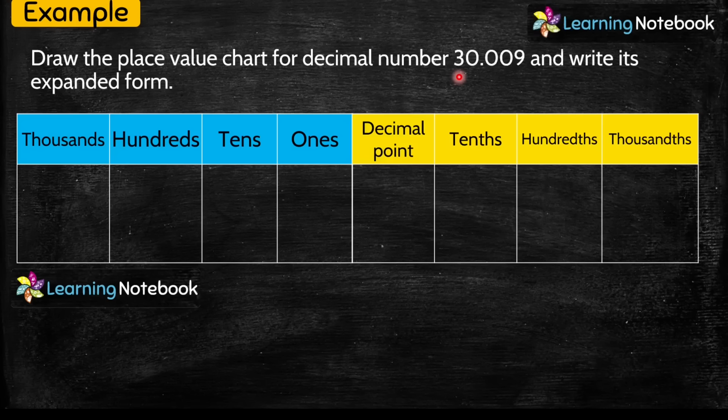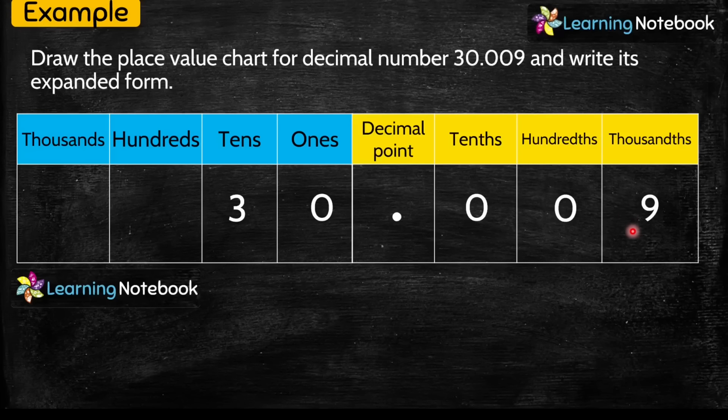Whole number part is 30. So we will write 0 at ones place and 3 at tens place. Then we will put a decimal point. Next, we will represent the decimal part of this decimal number. So 0 comes at tens place. Next 0 comes at hundreds place. And then we will write 9 at thousands place.